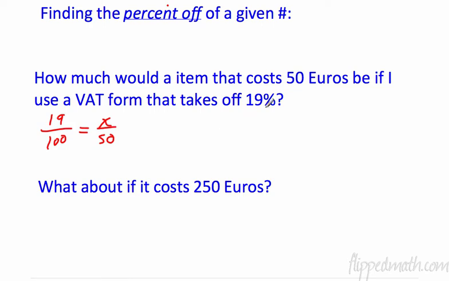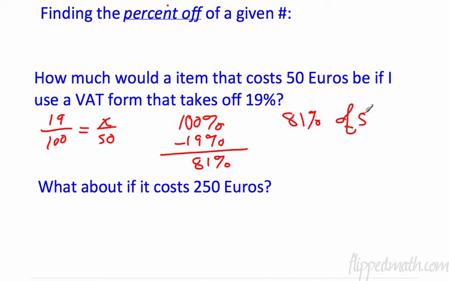Here's the shortcut. We want to take off 19%. So that's 19% off of the whole package. In this case, it's 50 euros. The whole package is 100%. So if I take off 19%, that means there's 81% left. So really the shortcut is I just want to find 81% of 50.